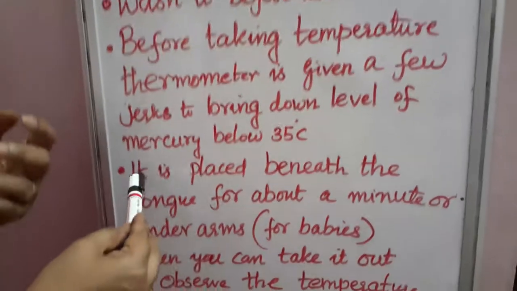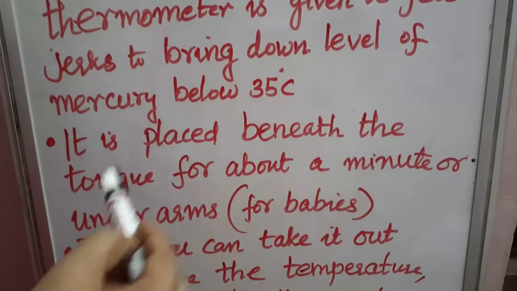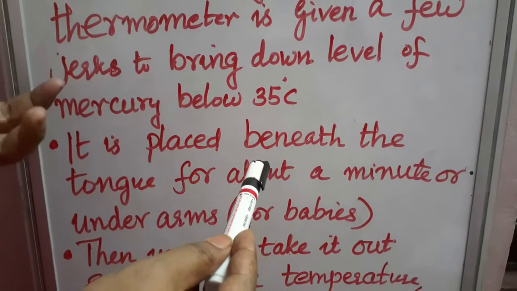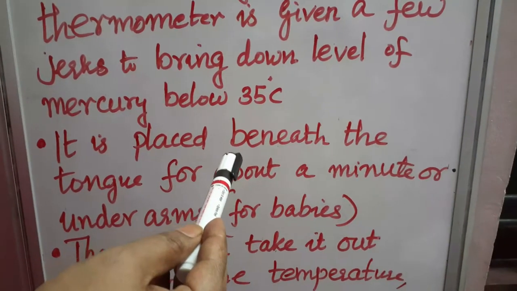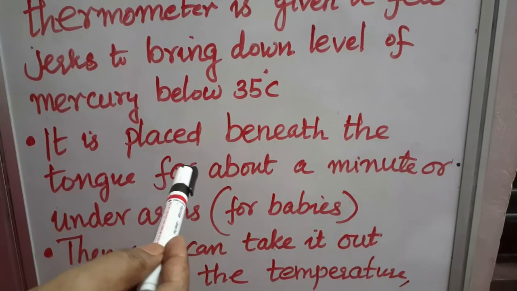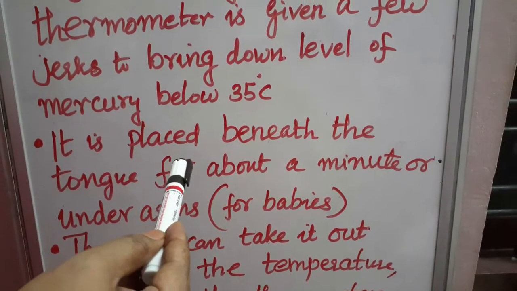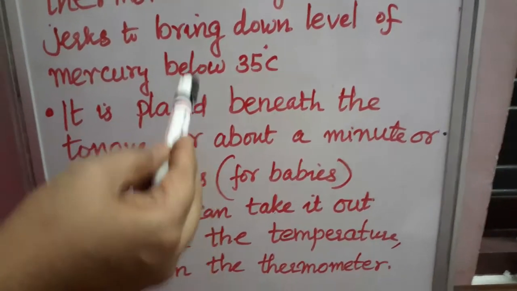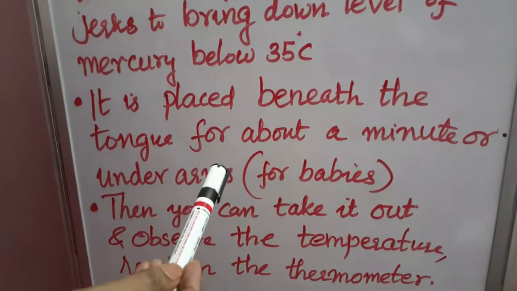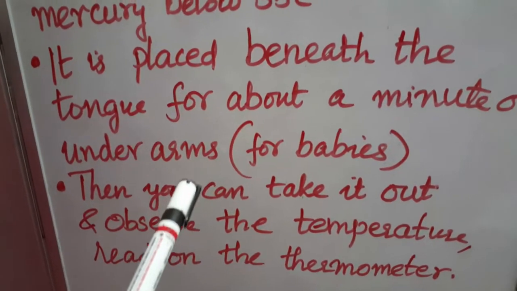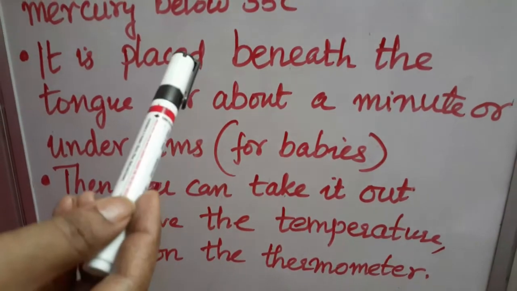Then it is placed beneath the tongue for about a minute. For adults, we keep it below the tongue. For infants and babies, they may bite it, so we keep the thermometer under the arms. Then after 1 minute, we can take it out carefully and check the temperature.